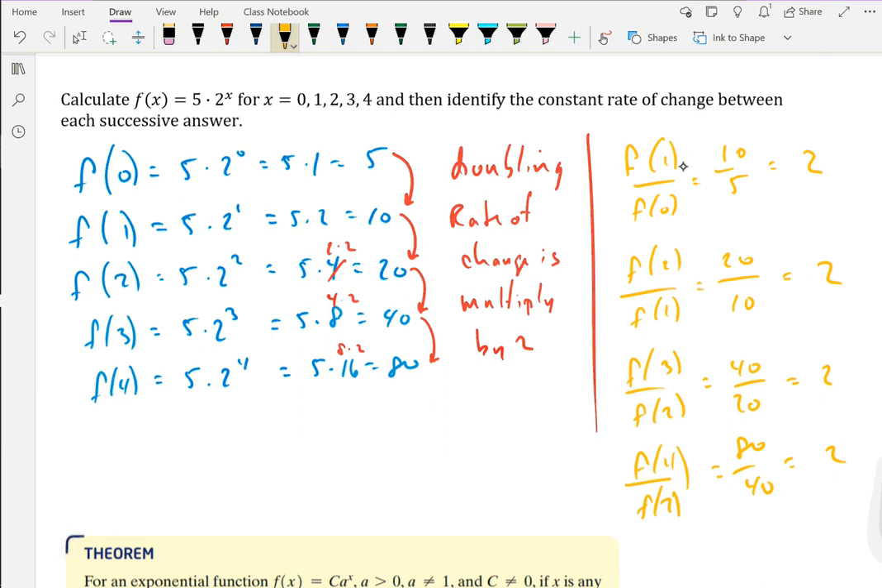So by comparing successive values here, we notice we get the same thing. So we have a constant rate of change. Constant meaning it doesn't change. So this illustrates then our next theorem.